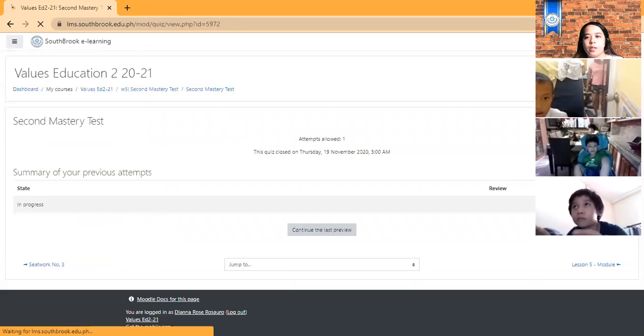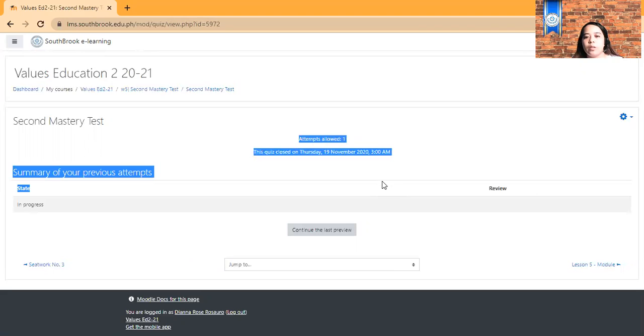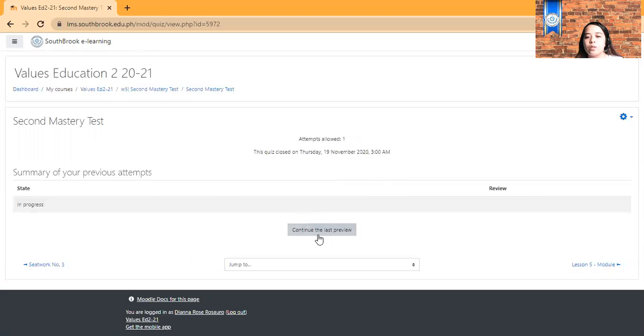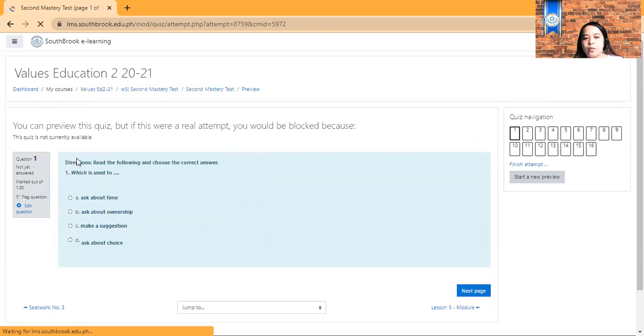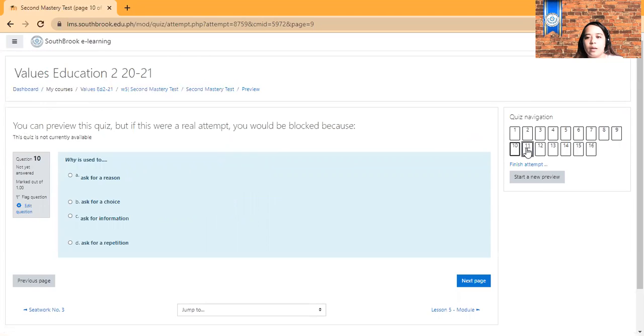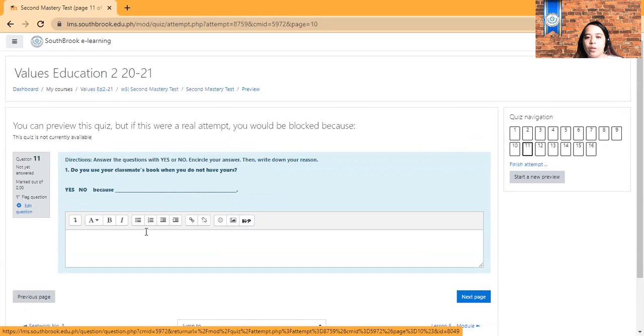So you have here the second mastery test, and you can only answer the mastery test in values once. All you have to do is click the second mastery test, and it will lead you to the questions. The first 10 are multiple choice, from number 1 to 10. On number 11, it is answerable by yes or no, and then you have to explain your reason for your answer.